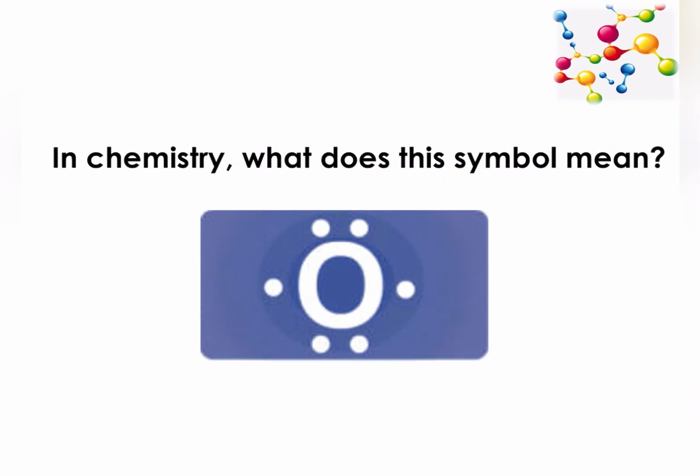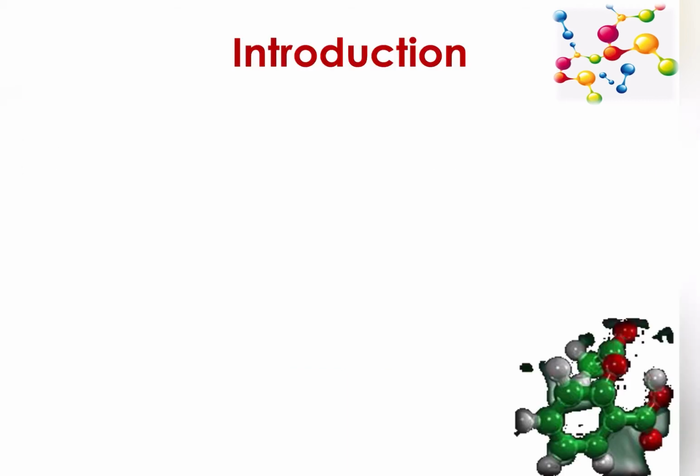However, in chemistry, what does this symbol mean? As you see here, we got the letter O with some dots around it. So what does it mean? That's where I'm going to introduce to you chemical bonding.